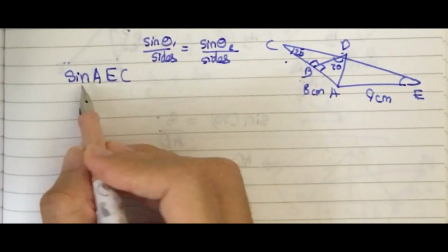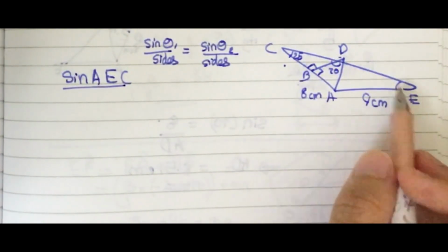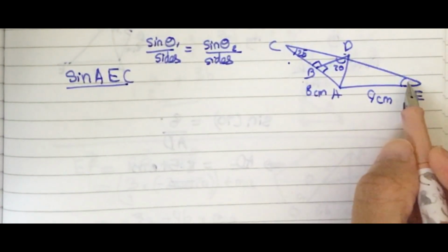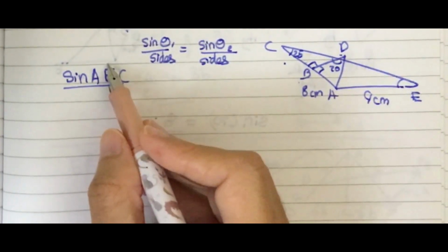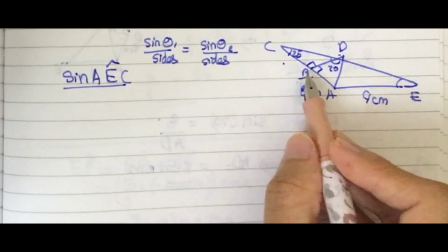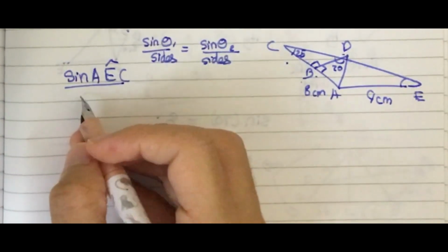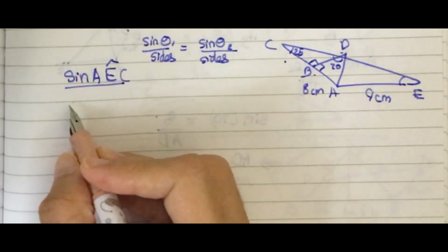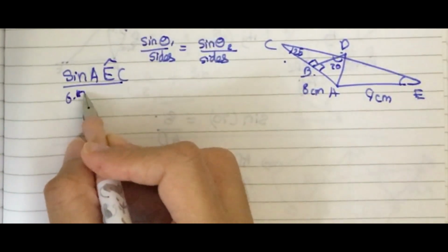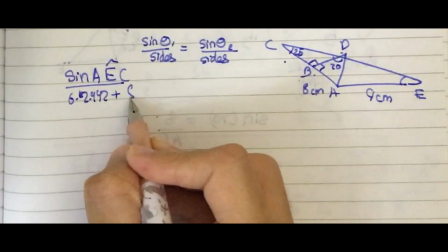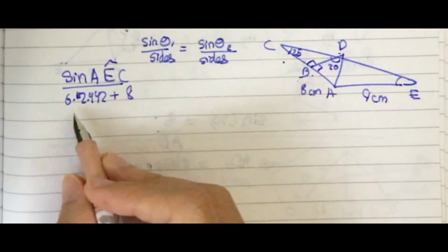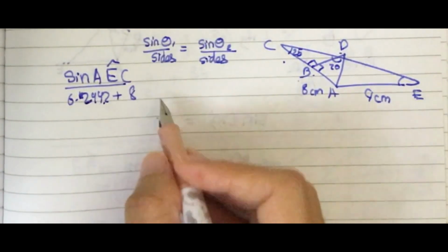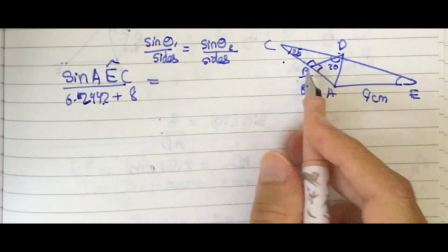So sine AEC is equal to, I'm going to first take the whole triangle, which is AEC, right? Opposite to E, I can see that is CB plus BA, right? For this, I have already calculated BC before, which was 6.2442, and then I added it up with 8, so 8 plus 6.2442, right? And then it will be equal to this angle right here, right?